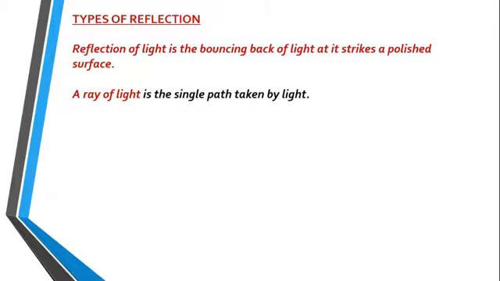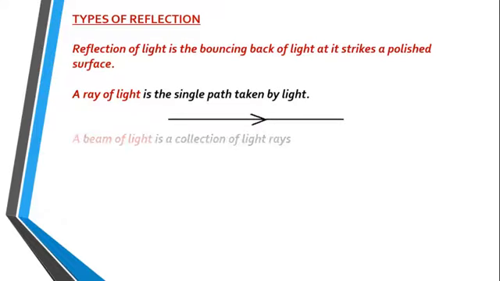Now, there is a key word that we must understand. What do we mean by a ray of light or light ray? A ray of light is a single path taken by light. The diagram is what you see below. So a line is drawn with an arrow indicating a ray of light.